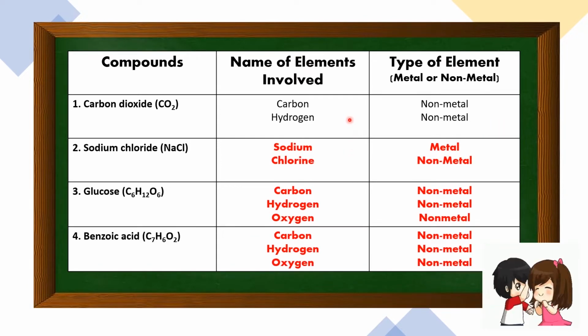So these are the answers for our recall. For sodium chloride, we have sodium and chlorine, which is a metal and a non-metal. For glucose, we have carbon, hydrogen, and oxygen. They are all non-metals. For benzoic acid, we have carbon, hydrogen, and oxygen. Also, they are all non-metals.